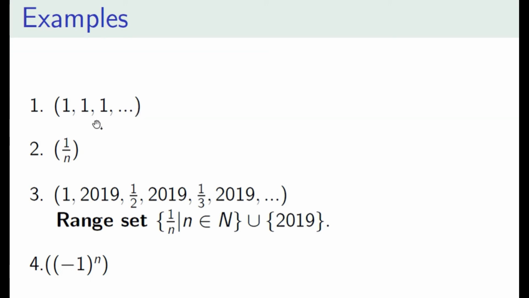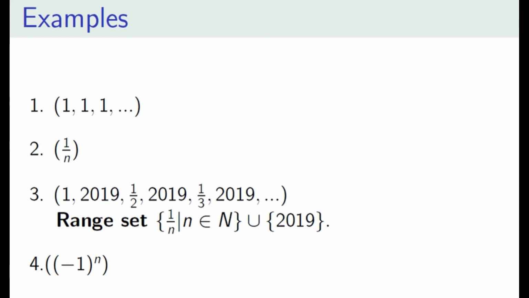See the second example. In the second example, the sequence is converging and it is converging to 0. The range set has infinitely many elements. It has 1, 1 by 2, 1 by 3, as we discussed in the previous slide, and that range set also has a limit point and it is 0. So in this case, the sequence has a limit and the range set has a limit point, and the limit and limit point are the same.